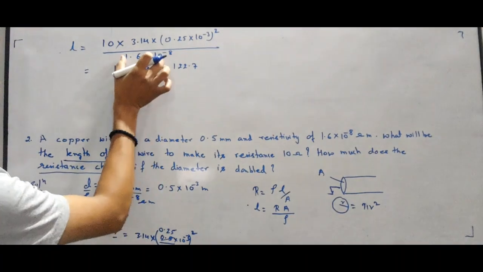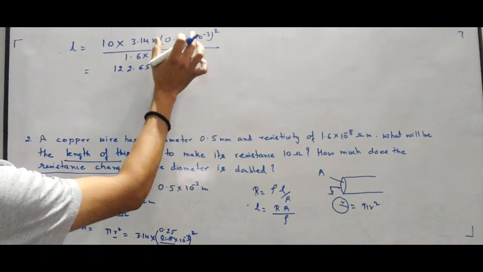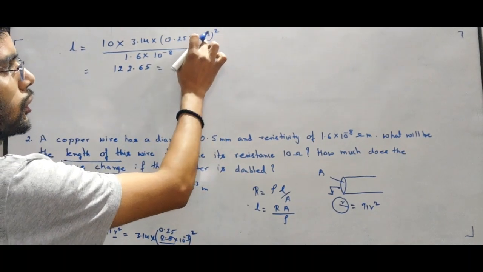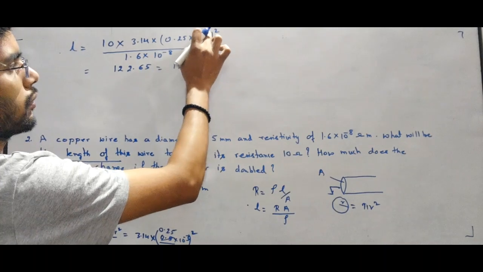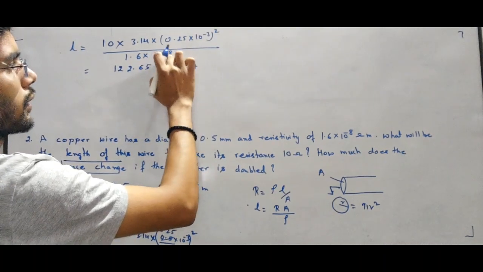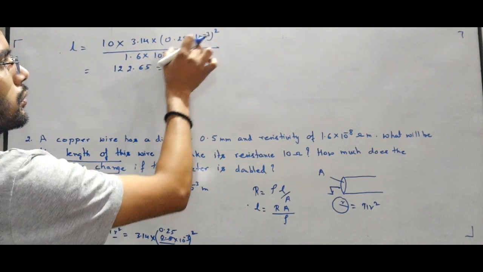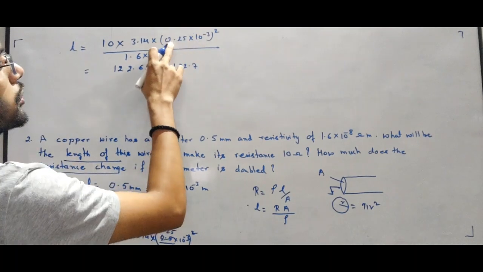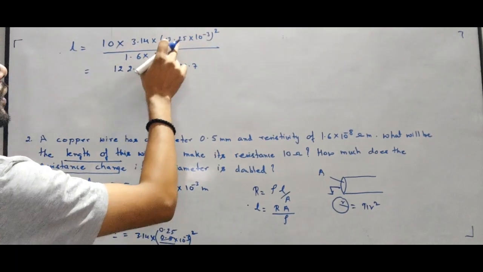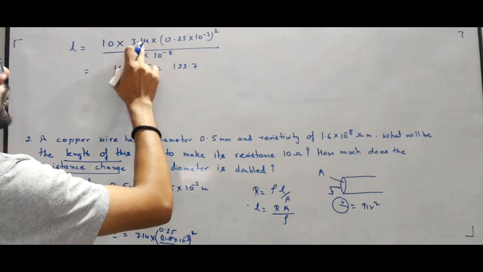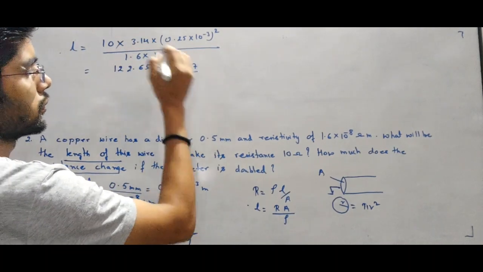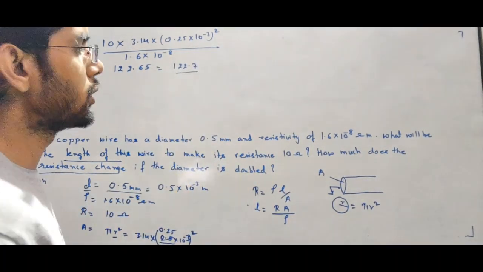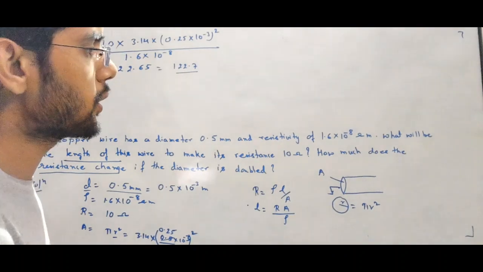Very simple, no difficulty should be there. If you solve this, you know 0.25 into 0.25, you can write, and 10 to the power minus 3 whole square means 10 to the power 6. So you can cancel out, this goes up, so that can be easily cut. Now you will have 0.0625, which you can multiply with this one and then divide. Since I have already solved, I am telling you 122.7.